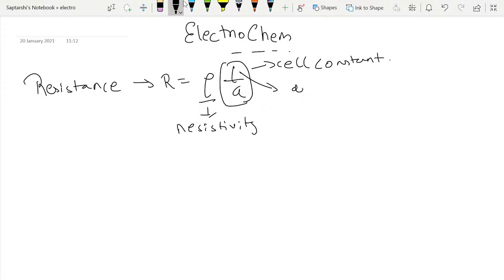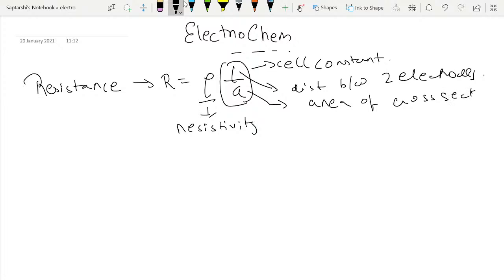L is the distance between two electrodes, and A is the area of cross section of the electrodes. Right, great. So this is resistance and resistivity. For the cell constant L by A, the unit is centimeter by centimeter square, which gives you centimeter inverse. And the reciprocal of resistance is your conductance.